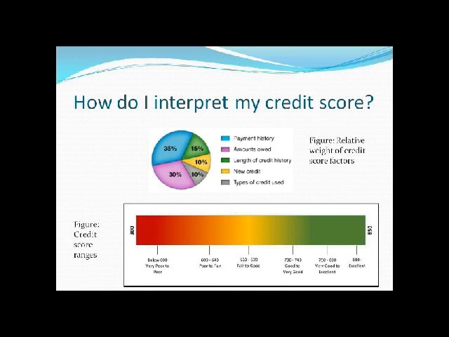And then finally, the last thing is the type of credit used. This speaks more to the issue of credit cards versus things like mortgages and student loans. A credit card is something that we call revolving debt, in that there's a set credit limit and the individual can make a lot of charges and then pay those charges off, and then the credit limit is available to them once again.